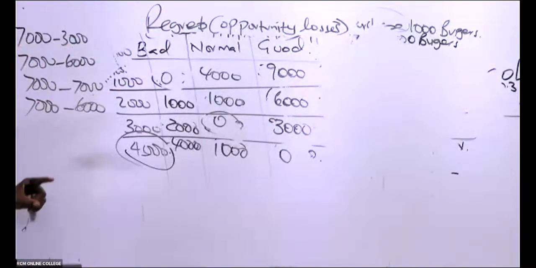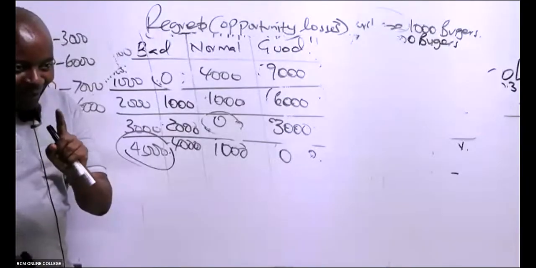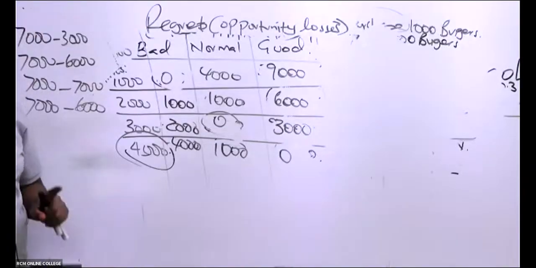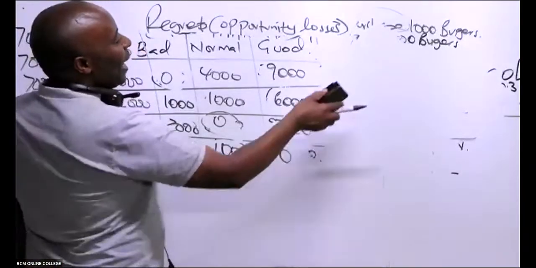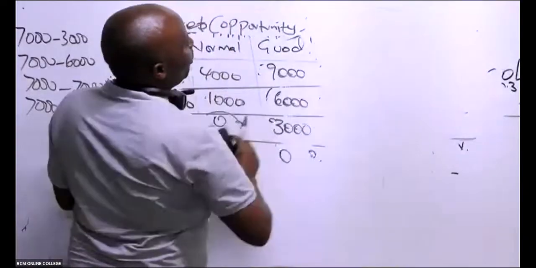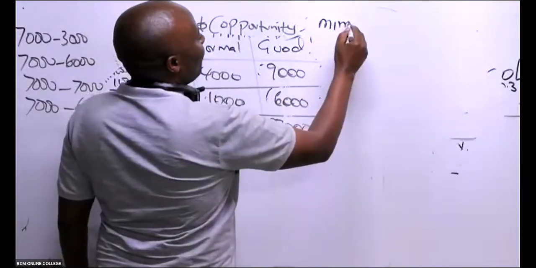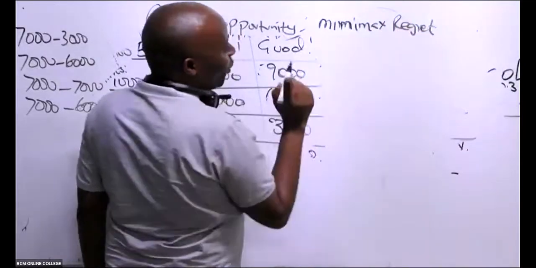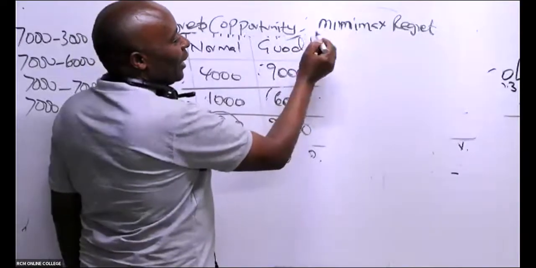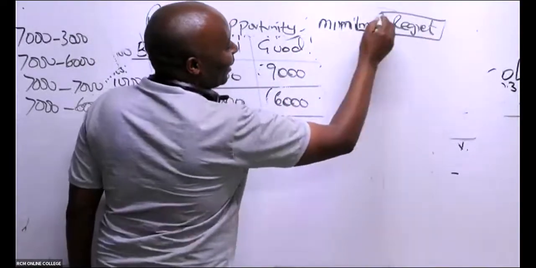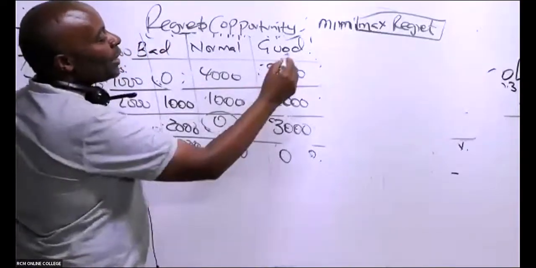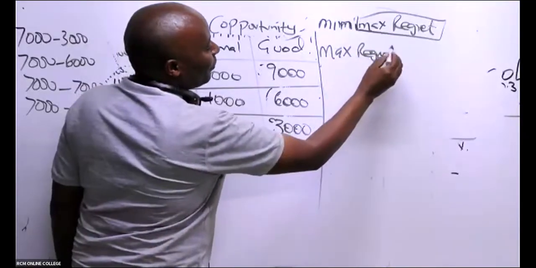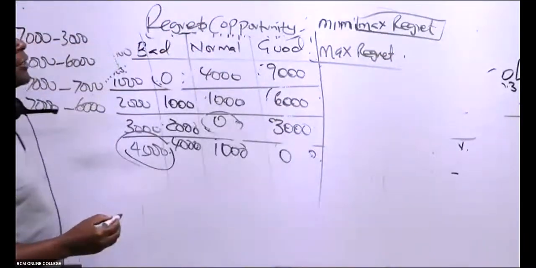But remember, this time around, they don't want me to use EOL. No. They want me to use the minimax regret method. So how do I use this minimax regret? It's very easy to use. Minimax, max regret. This is what you do. You break it down into mini and max what here, somebody? Max regret. So we shall create a column here for maximum regret.